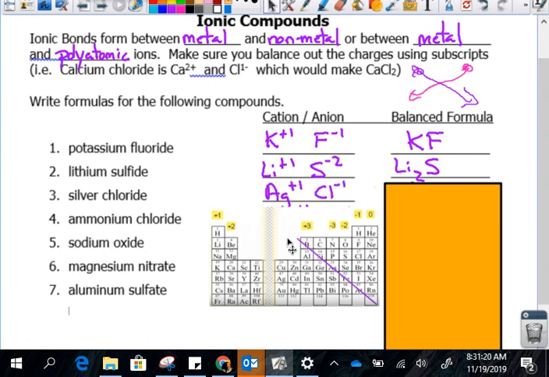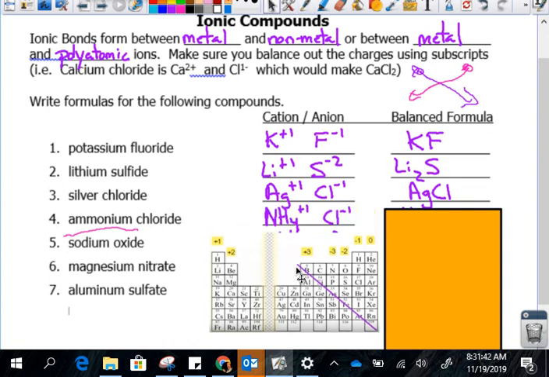Silver's a +1, chlorine's a -1. We actually wrote silver was a +1 right on the periodic table last class, and therefore since that's a +1 and a -1, they already balance. Ammonium. Look as hard as you like on the periodic table, you'll never find ammonium, because ammonium is a polyatomic ion, NH4 +1. If it's a +1 and chlorine's a -1, that's not bad at all.